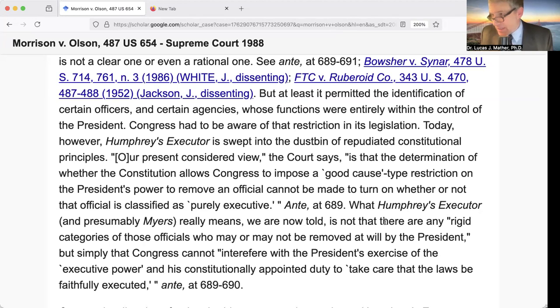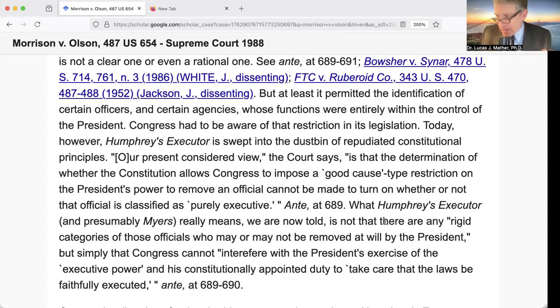But at least, yeah, Congress had to be aware of that restriction in its legislation. Today, however, Humphrey's Executor is swept into the dustbin of repudiated constitutional principles. Quote, our present considered view, the court says, is that the determination of whether the Constitution allows Congress to impose a good cause type restriction on the president's power to remove an officer cannot be made to turn on whether or not that official is classified as purely executive.